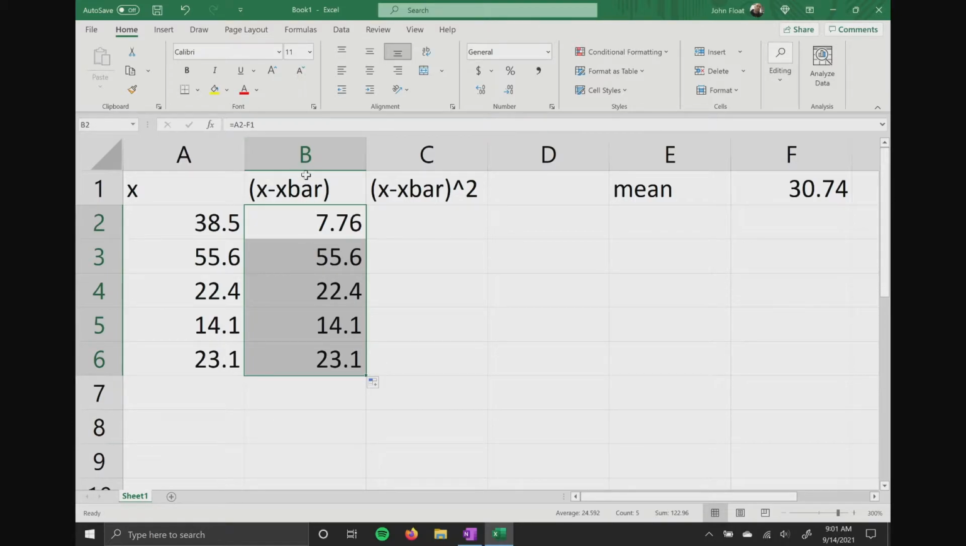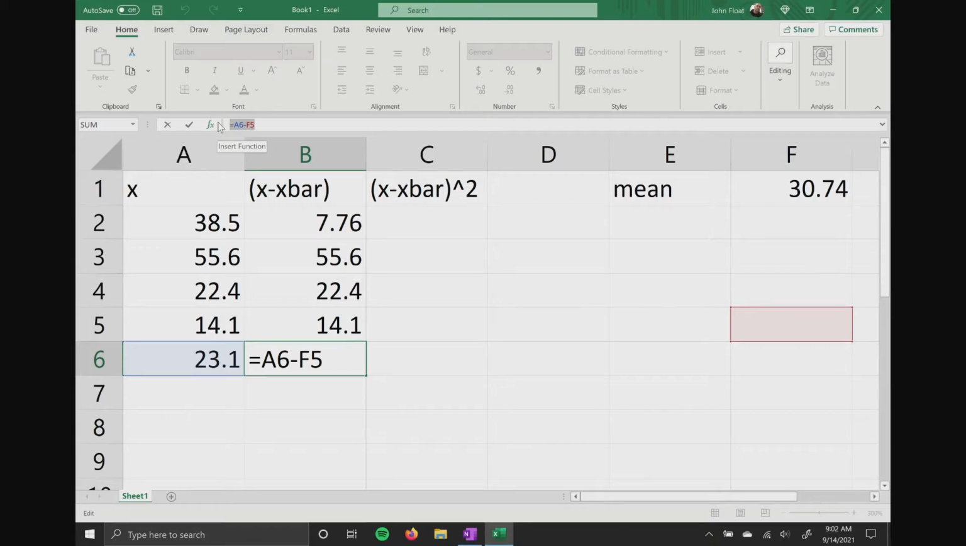And what I've done is just calculated what I think is the distance between every x value and the mean. However, you're going to notice that in cells B3, B4, B5, and B6, they're the exact same values. So something should be telling you right now that something's not happening here. The easiest way to figure this out is to look up top at the function bar, where you're going to notice that it's taking cell A6 minus F5.